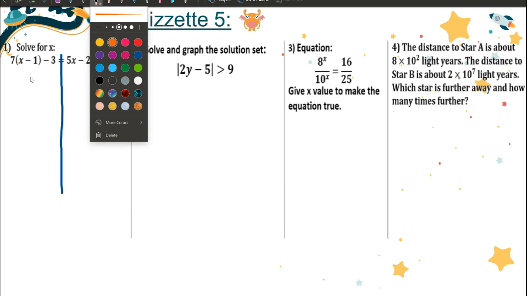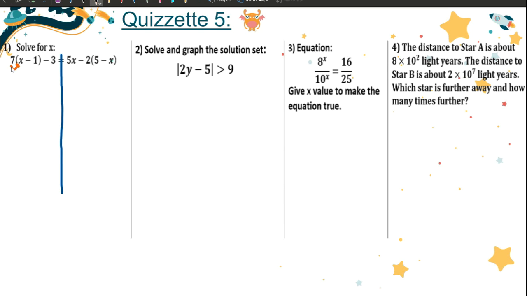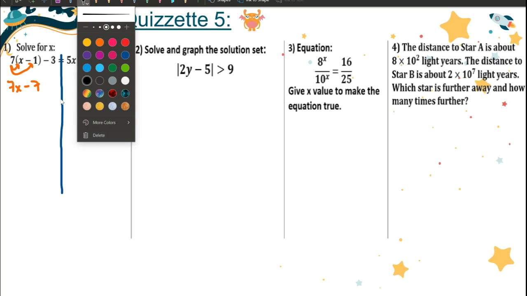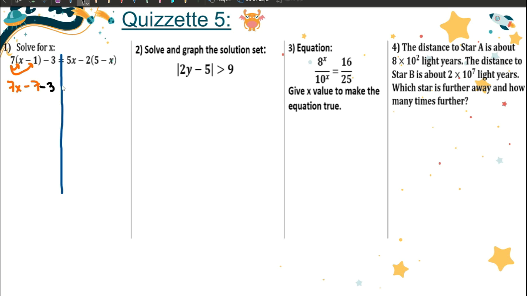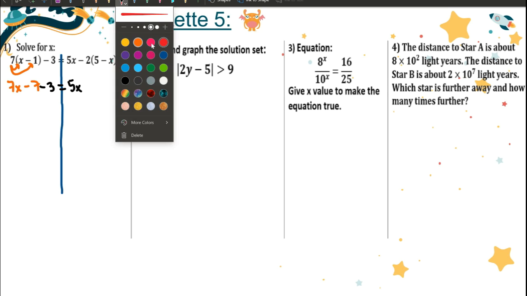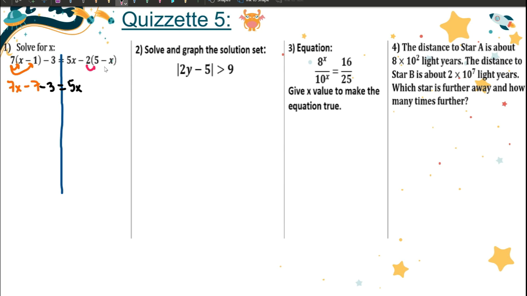Parentheses mean distribute, so we're going to distribute 7. That will give you 7x minus 7. And we bring down the negative 3, equal to 5x, and we distribute the negative 2 into the parentheses. Negative 2 times 5 is negative 10, and negative 2 times negative x is positive 2x.